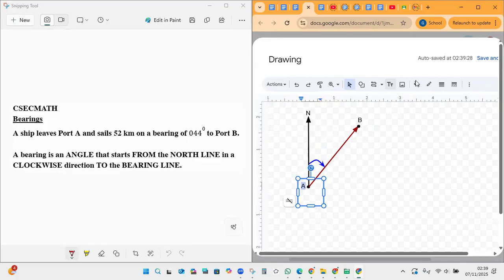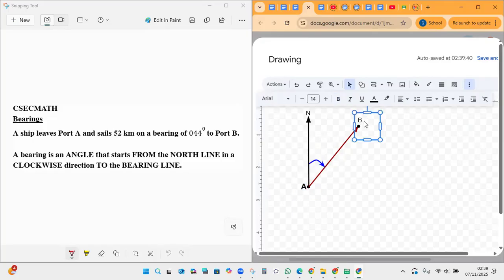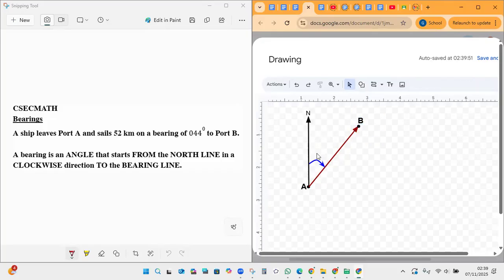Your starting point is A and your destination is B. So that's a CSEC question: translate this sentence to a diagram on bearings. Or we can label this angle 44 degrees.